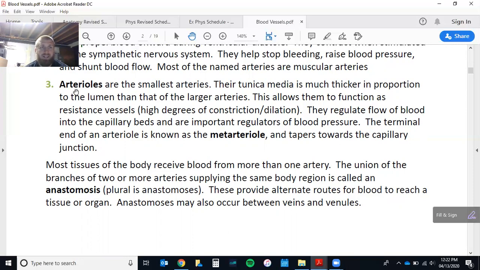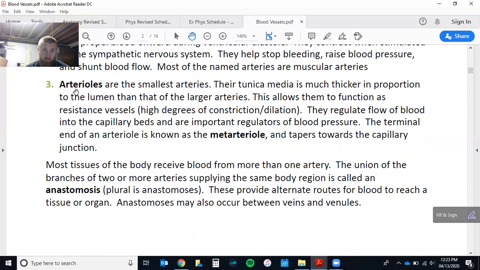Terminal end, so the very end of an artery, this can be arterial, it's called a metarteriole, and it tapers, which means it kind of gets skinnier towards the junction with the capillary. Most of our body receives blood flow from more than one artery, and in some cases we see two or more arteries uniting to supply the same body region. We call these an anastomosis.